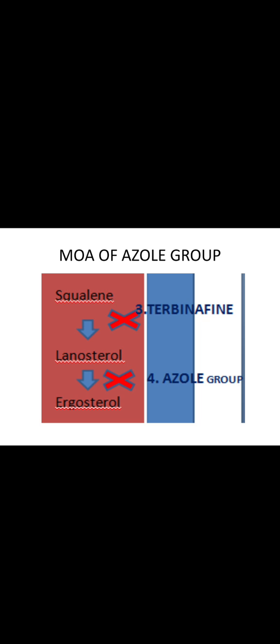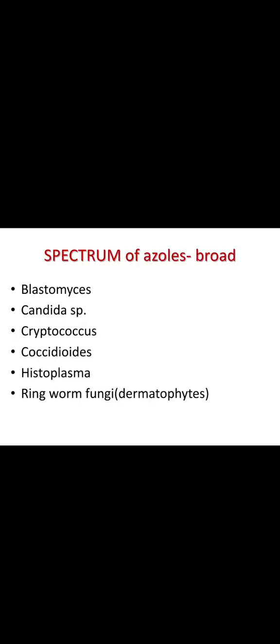Here we can see the mechanism of action of azole antifungal drugs, which inhibit the conversion of lanosterol to ergosterol by inhibiting the 14 alpha demethylase enzyme. Then they are effective against blastomyces, Candida species, Cryptococcus, coccidioides, histoplasma, ringworm infections, etc.